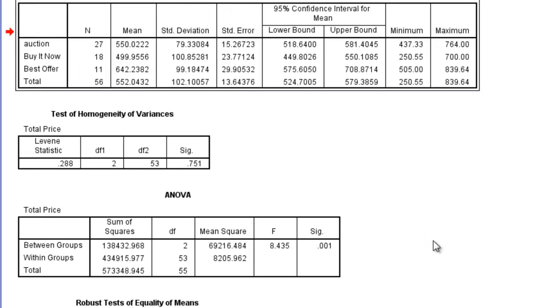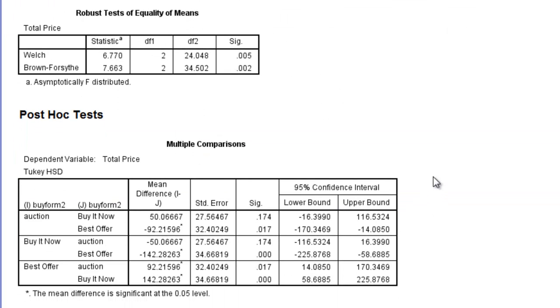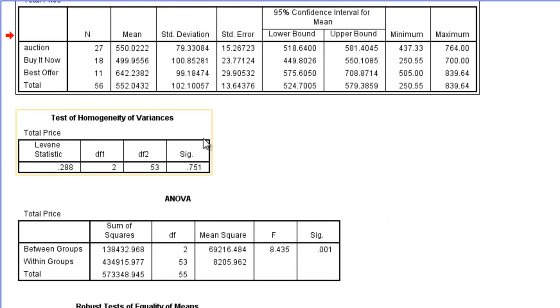The other comparison that's statistically significant is buy it now versus best offer. And again, best offer is listed in the second column, and this gives me a negative value of $142. So when I compare these two mean values, I get a difference of $142, and this is also statistically significant. And when I reflect back on the means, I also notice that best offer, not only is it statistically significantly different from the other groups, it also gives us the higher mean value.